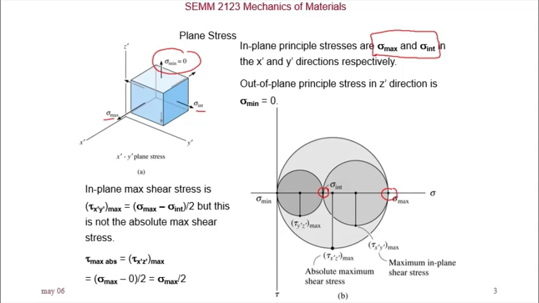We are talking about this circle here, which is not the largest circle. That is the plane stress circle. The other two circles are formed because we know that sigma min is 0. That is the third point, but it is in an out-of-plane direction. Meaning the smallest circle and the largest circle are both out of plane. And the absolute maximum shear stress will be from the largest circle.